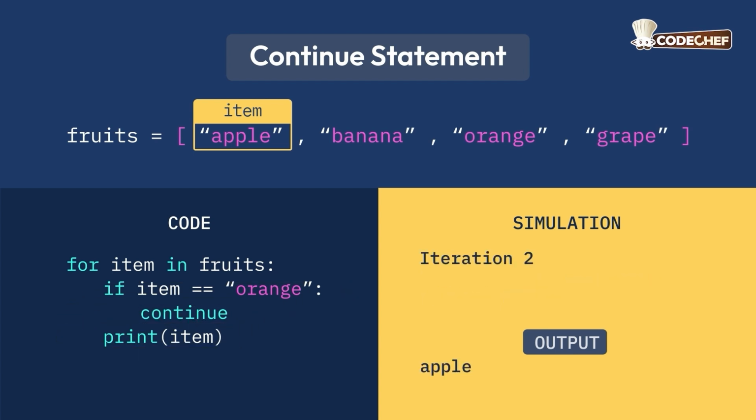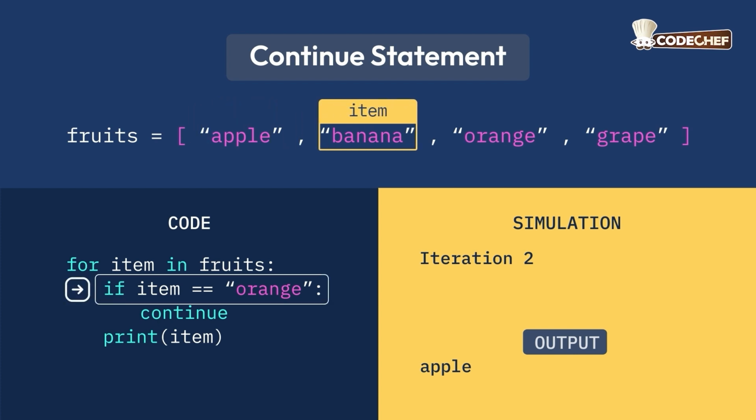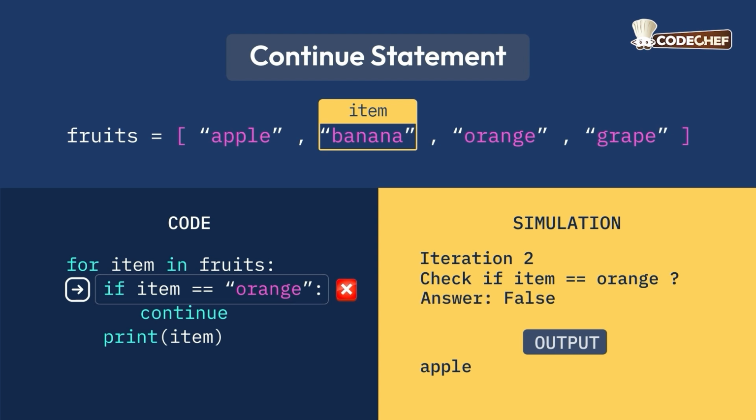In the next iteration, item value is banana. Control moves to the if statement where we check whether the value of item is orange or not. Since banana is not equal to orange, the condition fails. Control skips the code inside the if block and the print statement is executed.